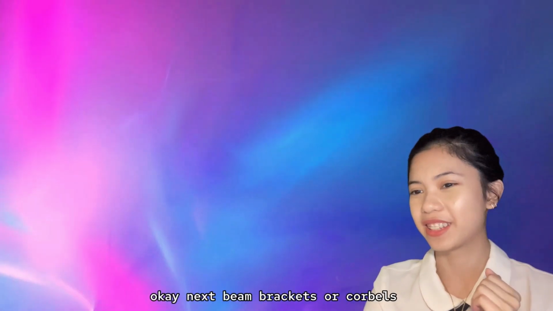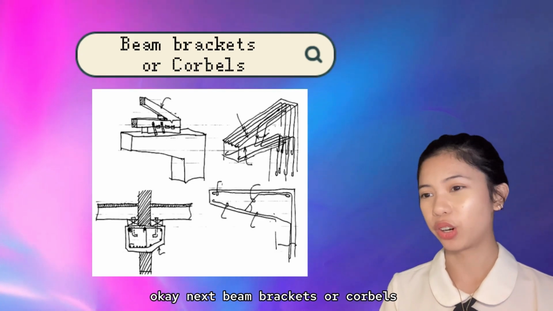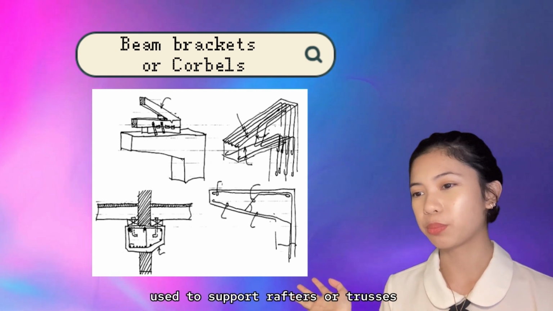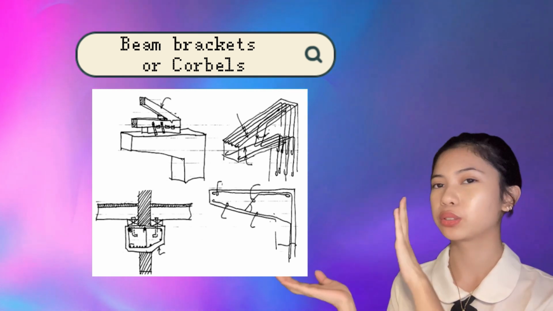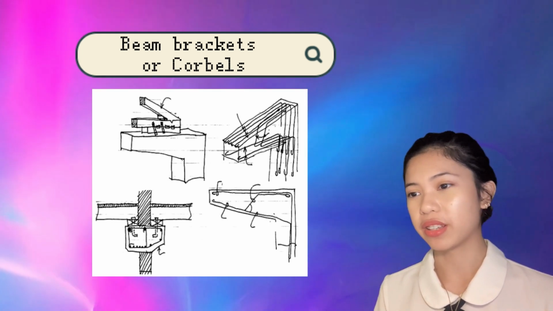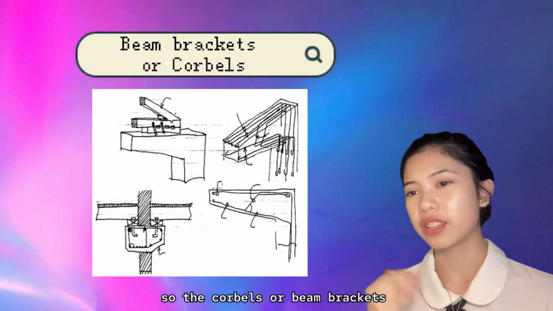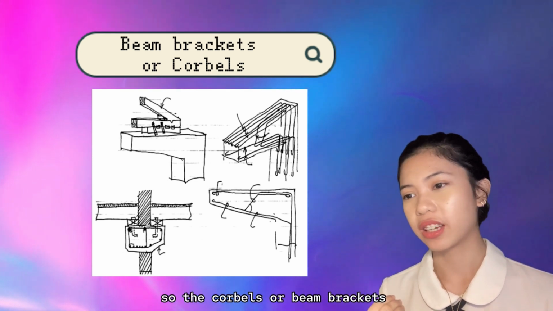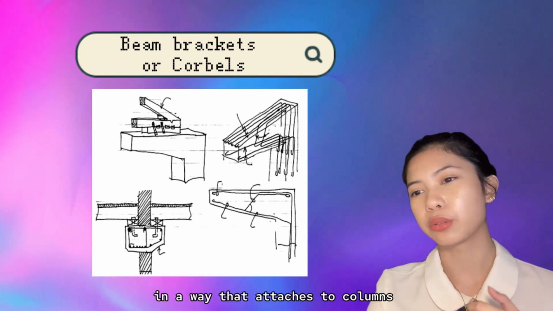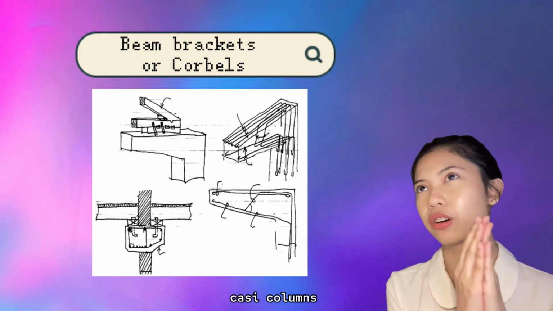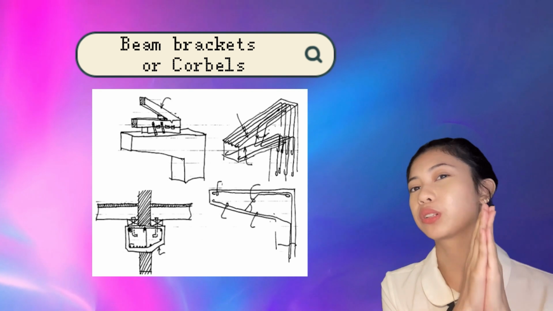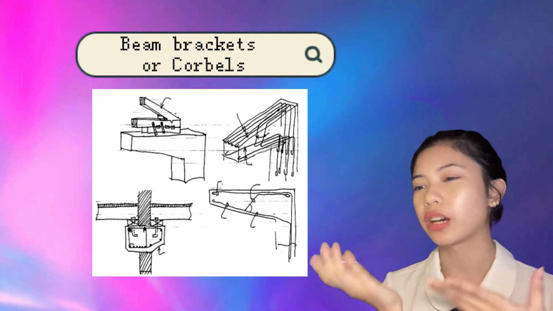Okay. Next, beam brackets or corbels. Short beam extensions for columns used to support rafters or trusses. So, ito yung picture. Beam brackets or corbels, short beam extensions. So, the corbels or beam brackets is parang extension lang talaga siya. Pero extension siya in a way na na-attach sa columns. Kasi sa columns siya na-attach. Pero sinusupport niya yung beam. So, kaya siya tinawag na beam extension.